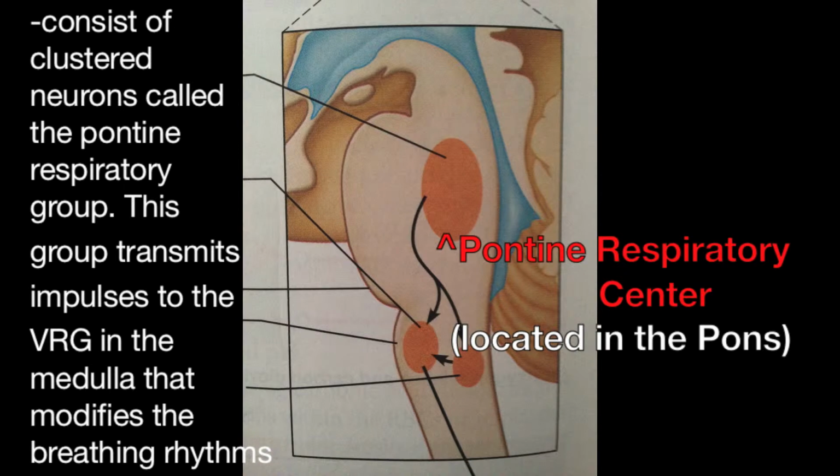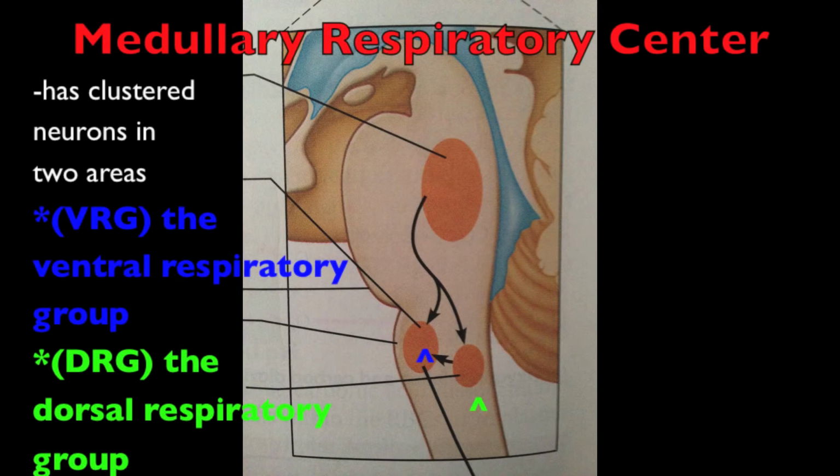The pontine respiratory system, located in the pons, consists of clustered neurons called the pontine respiratory group. This group transmits impulses to the VRG in the medulla that modifies the breathing rhythms. The medullary respiratory system has clustered neurons in two areas. Shown in the blue, the VRG, the ventral respiratory group, and in the green to the right, the DRG, the dorsal respiratory group.